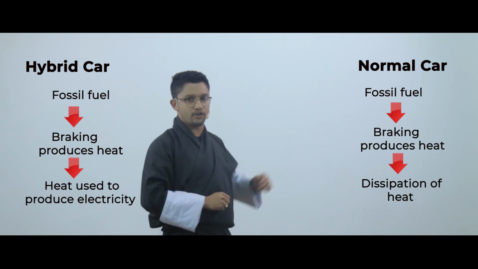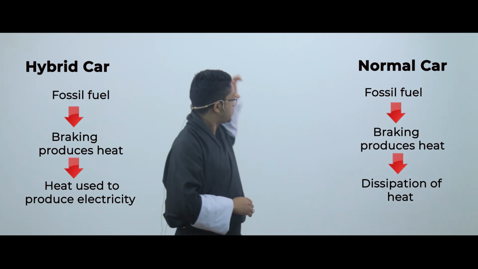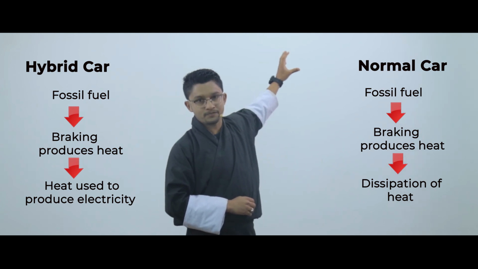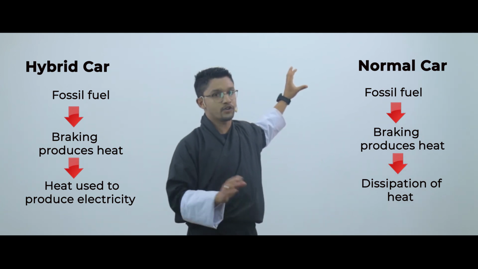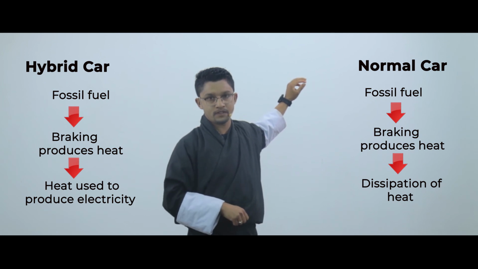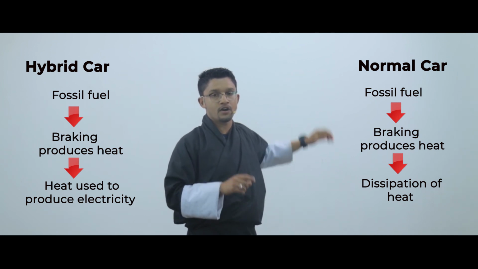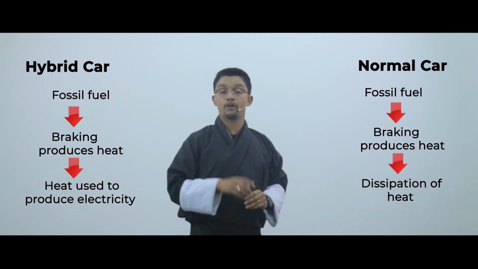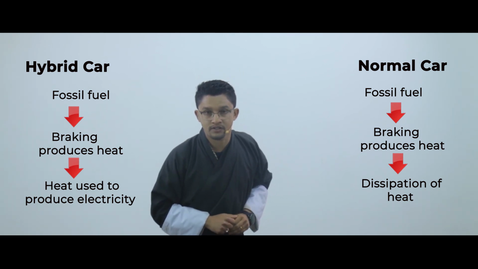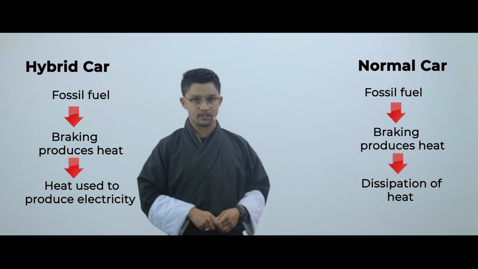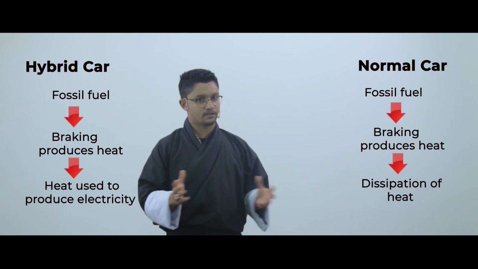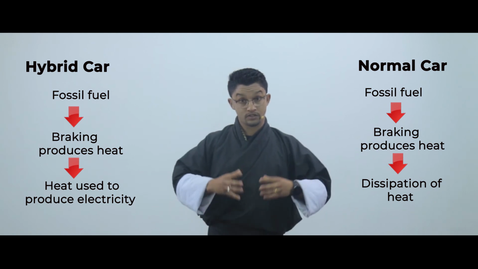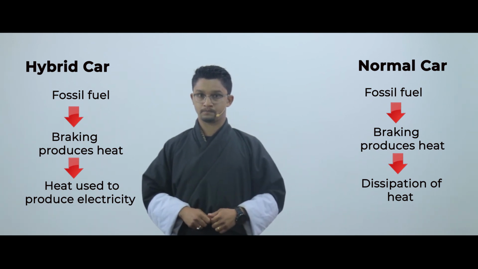Firstly, if we look at a normal car, fossil fuel is used to run the car, and when the car is running, of course, the brake is applied. In the braking process, a lot of energy is produced in the form of heat. All that energy is lost. It is dissipated to the surroundings. So there is no use of that particular form of energy, which can be very useful.